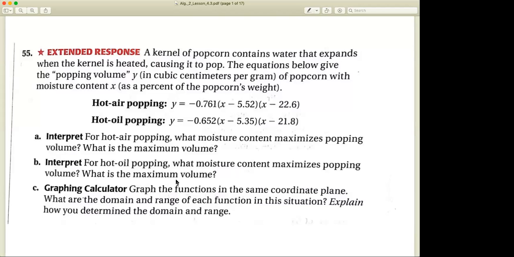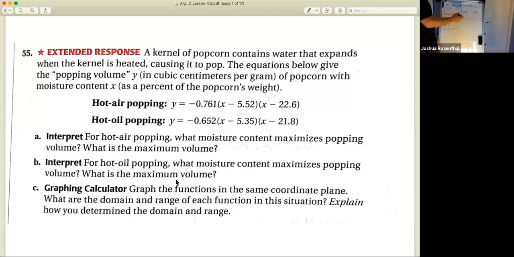It's zero, which means it hasn't popped yet. They're not counting the kernel as the popcorn. It's not popped corn yet. So you can't get lower than that. So all of these values don't actually get to go into the domain. So the domain is between 5.52 and 22.6 practically in the context of the problem.